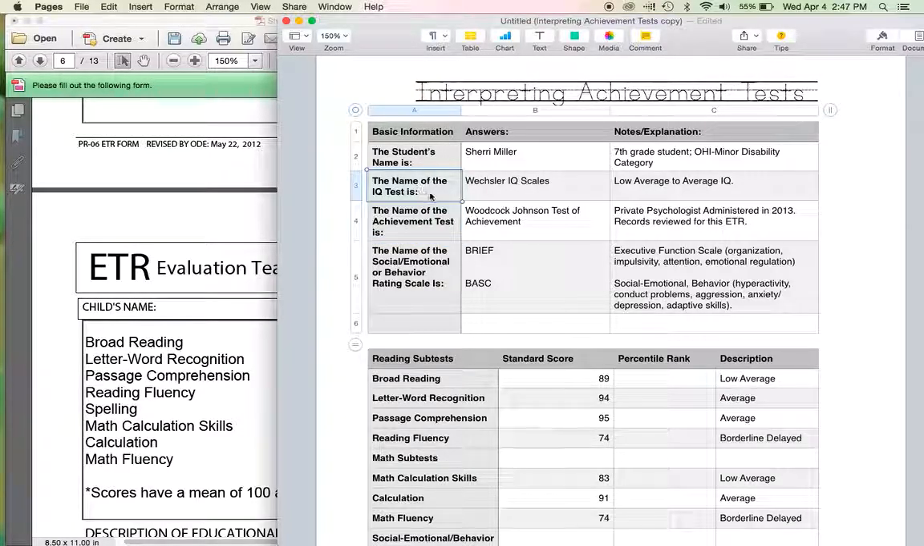You might even want to remind yourself here in regard to the IQ that you're not going to write a goal. So you might just make yourself a note, no goal for this area. But the achievement test is going to look at reading, math, and writing skills. In our case, this addresses the Woodcock-Johnson test of achievement. And some notes that I pulled out of Sherry's ETR: it was done by a private psychologist, it was administered in 2013, and the records were reviewed for this ETR. You don't have to write that in your present level, but that was just some information I wanted to remember and put in context about these scores.